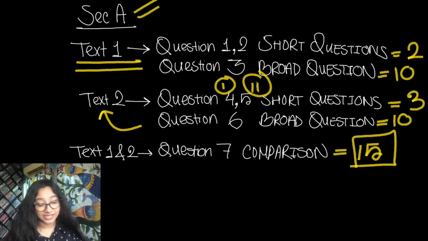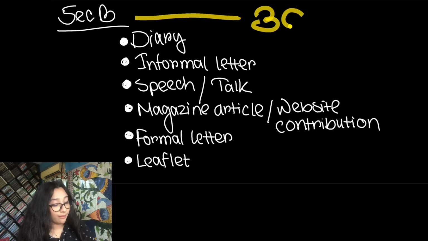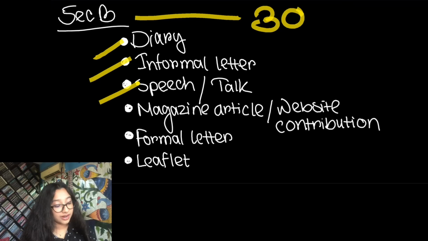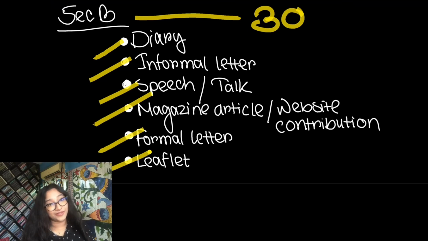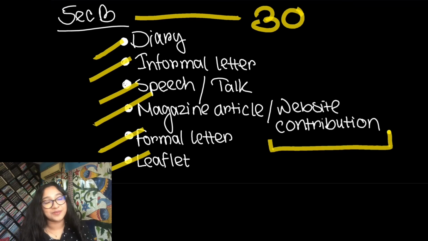Now next is Section B. In Section B, you have 30 big marks, and they're going to tell you to write a diary entry, an informal letter, or a speech or a talk, a magazine article or newspaper article, or a website contribution, a formal letter, or a leaflet. Now, for the past 2 years, they've told students to write a website contribution. That's something you should keep in mind.